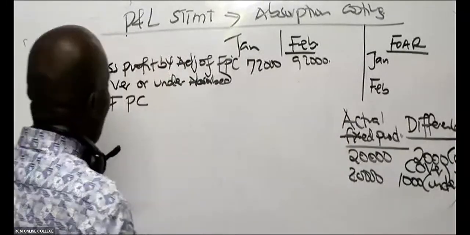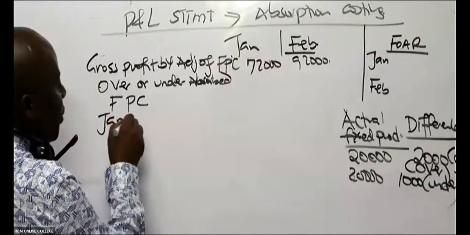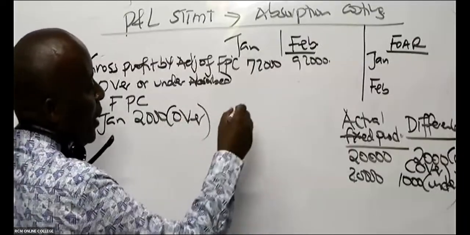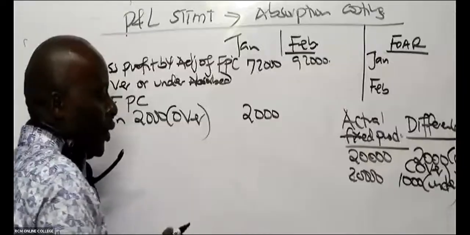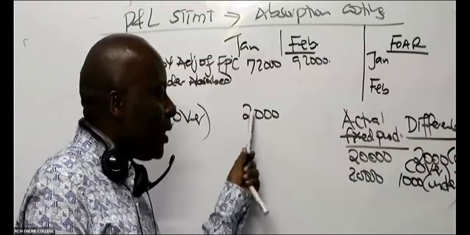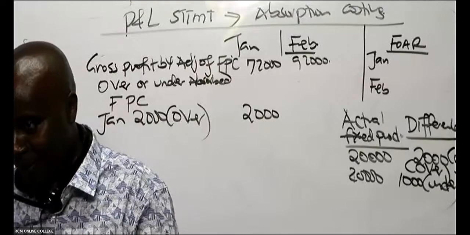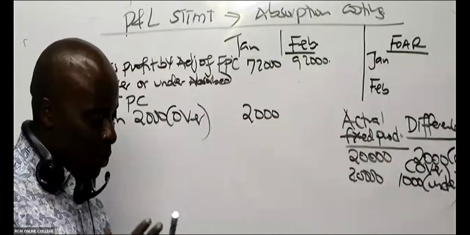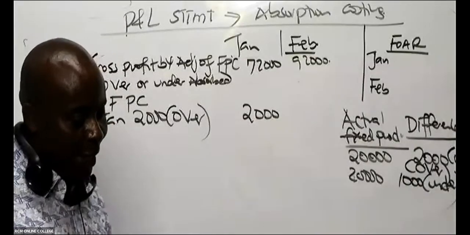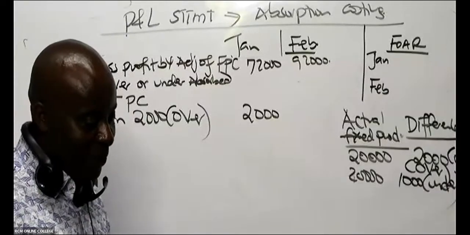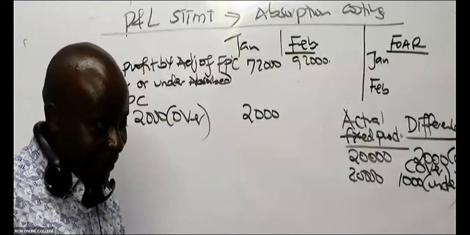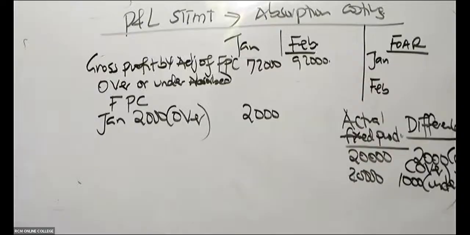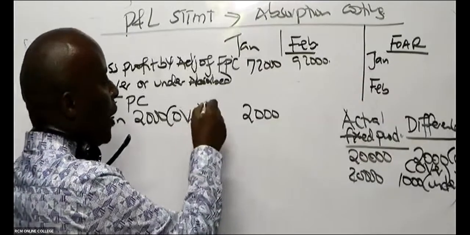Because now I will come and say January. In January, we had a figure of 2,000, which was over. So I'll be able to bring and put it here, 2,000. The question is, if it was over-absorbed, do I add it here or do I subtract? Add or subtract. In this case, whenever it is over, we shall always add.